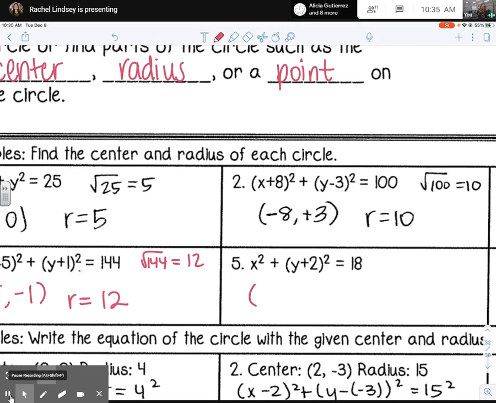What's my h going to be on number 5? If there's not an h in there, it's going to be 0. And then bring out the 2, make it a -2. So my center would be at 0, -2. And then to find my radius, I have to do square root of 18. The square root of 18 gives you 3 root 2, or if you change it to a decimal, 4.2.